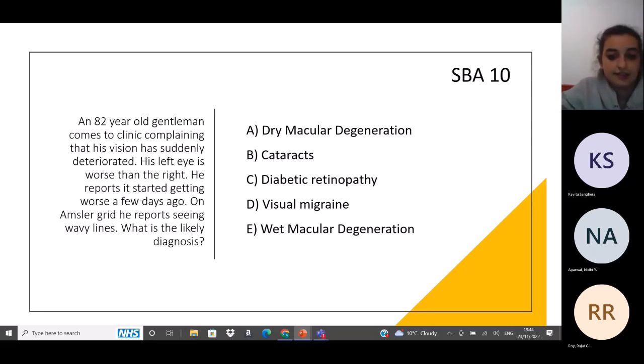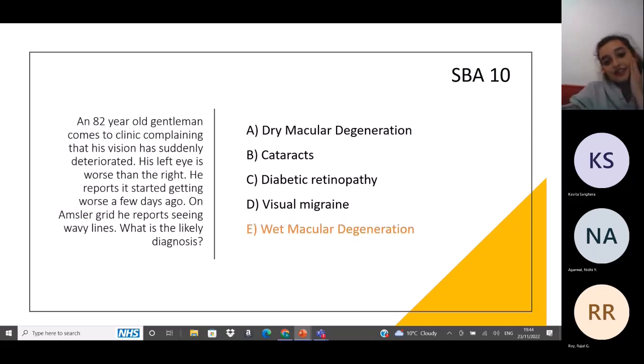Right. So the answer is E. It's wet macular degeneration. The key things in the question that point to wet macular degeneration are that it's got worse suddenly, and he's seeing wavy lines. Those are two things that should be red flags for wet macular degeneration.